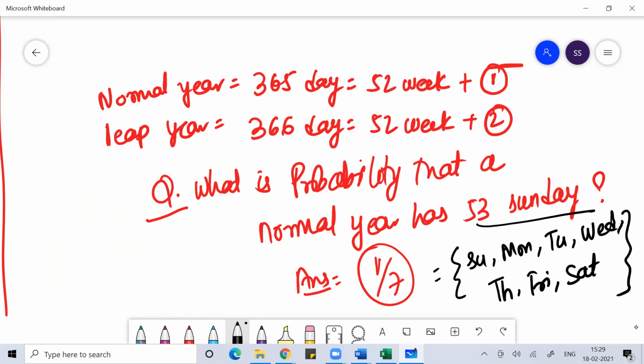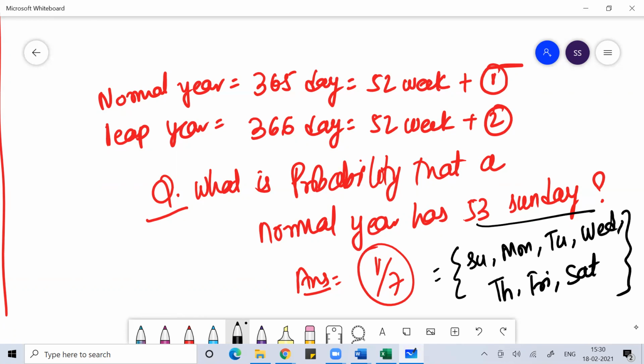In probability, you study something called sample space. Sample space means the set of possible outcomes. In the case of a normal year, you have 1 extra day, and that day can be Sunday, Monday, Tuesday, Wednesday, Thursday, Friday, or Saturday. It can be any of the 7 days. I want that day to be Sunday. So my total outcomes are 7, and my favorable outcome is 1, which is Sunday. So the answer would be 1 by 7.